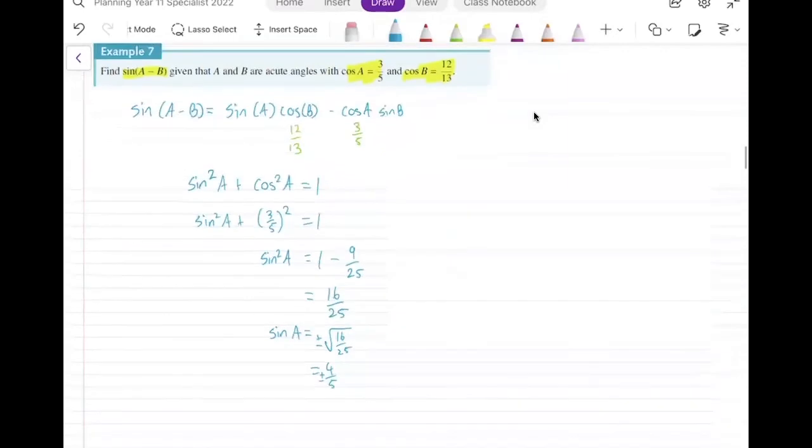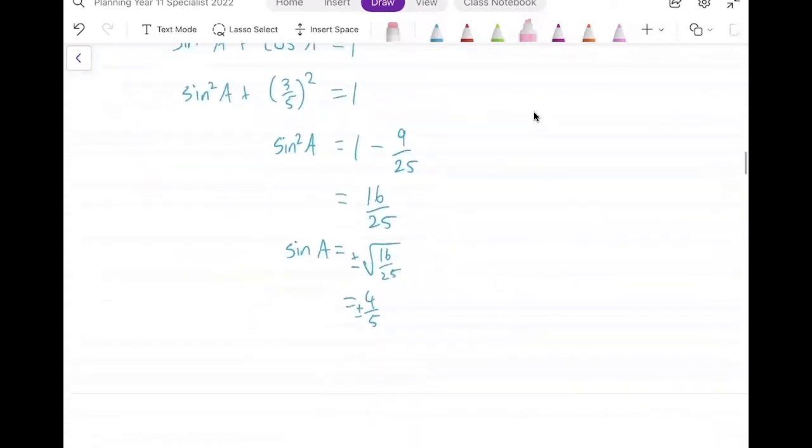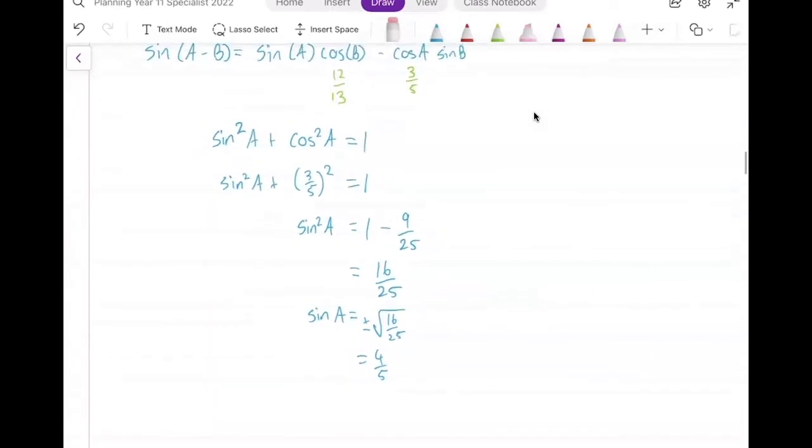However, if I go back and read the question, it told me that A and B are acute angles. If they're acute angles, an acute angle is less than 90, so it must be just positive 4/5, because it must be in my first quadrant. So I'm going to get rid of my plus or minus for my solution. So I found sine A. I'm now going to do the exact same process to find sine B.